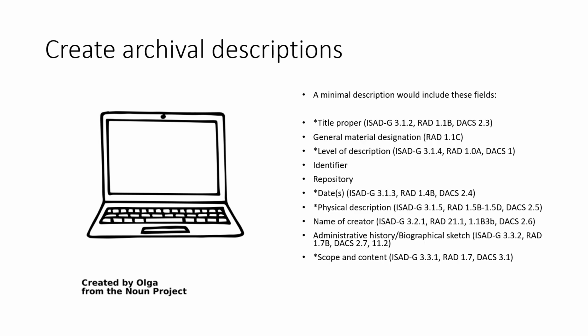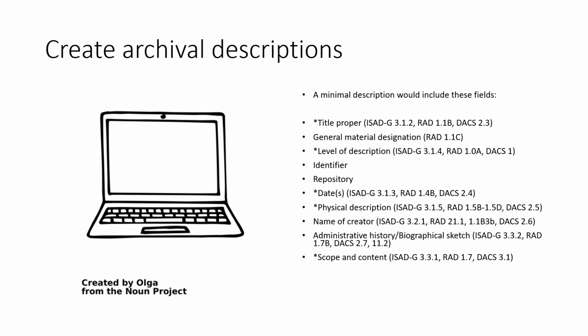You can add an archival description from the main menu also using the Add button. The default setting for fields in AtoM is ISAD(G), but this can be changed to display fields in RAD, DACS, or Dublin Core. A minimal description would include the fields shown on the screen, with the starred fields being required and crosswalks shown to various standards.